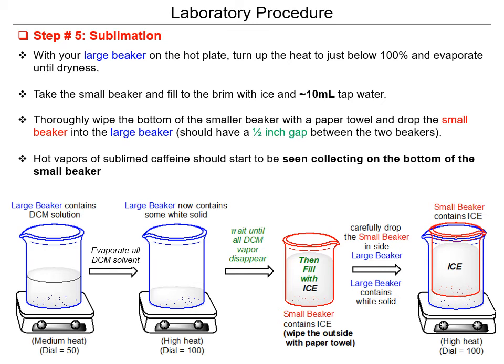For this last step, with your large beaker on the hot plate, turn up the heat to just below 100% and evaporate your compound until dryness. Take the small beaker and fill it to the brim with ice and 10 milliliters of tap water. Thoroughly wipe the bottom of the smaller beaker with a paper towel and carefully drop the small beaker into the large beaker. It should have a 1/2 inch gap between the 2 beakers. At this point, hot vapors of sublimed caffeine should start to be seen collecting on the bottom of the small beaker.